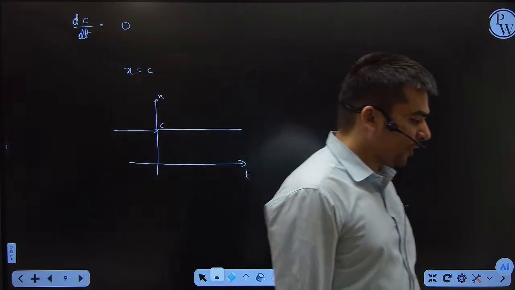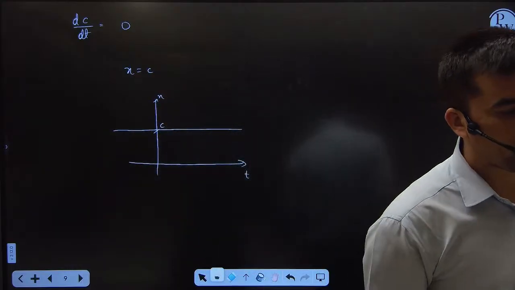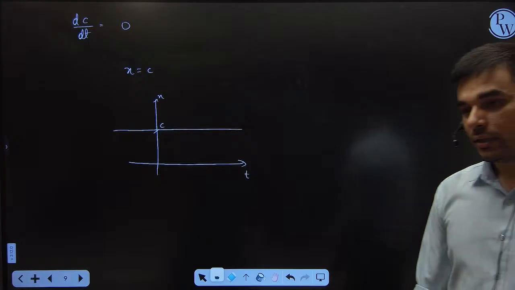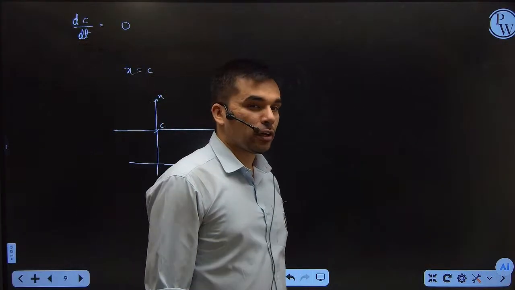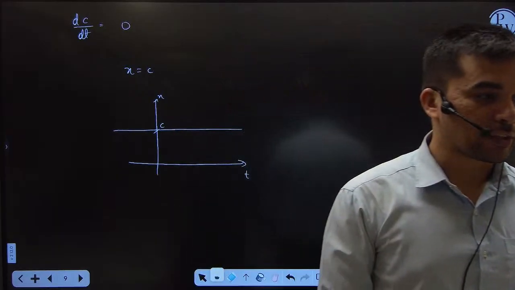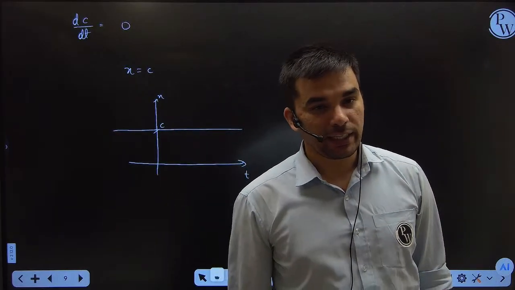So two ways of looking at differentiation we have already seen. One is the geometrical way, the other is the physical way. Can we also say it gives you the rate of change of a function with respect to another function? Let's say dx by dt, if I am saying.